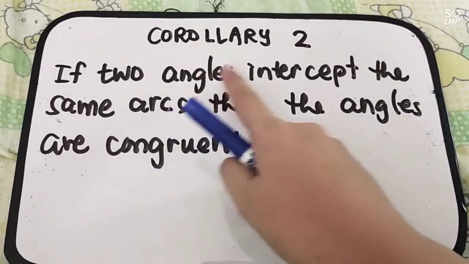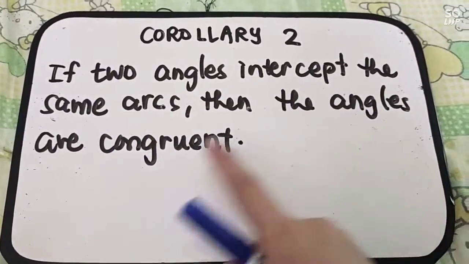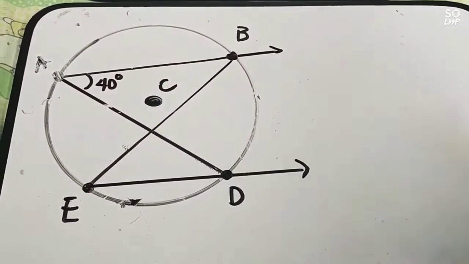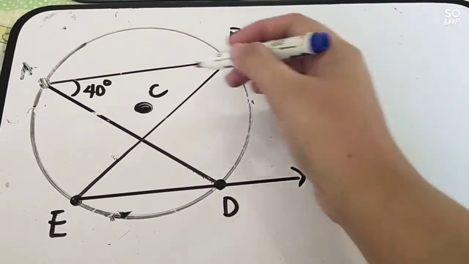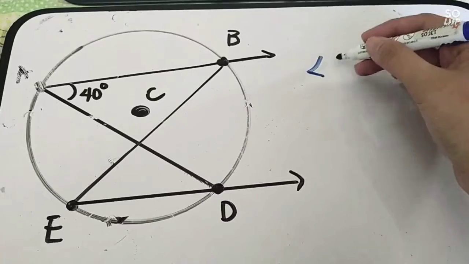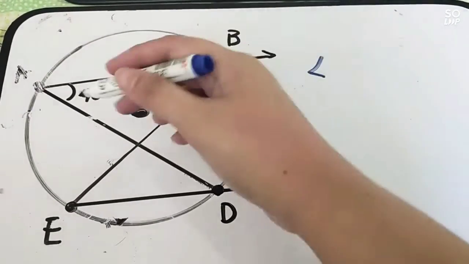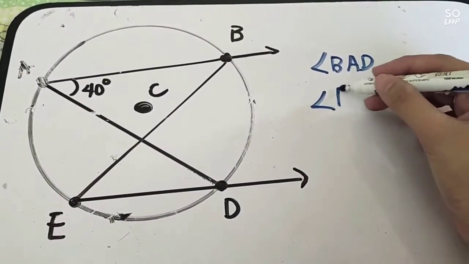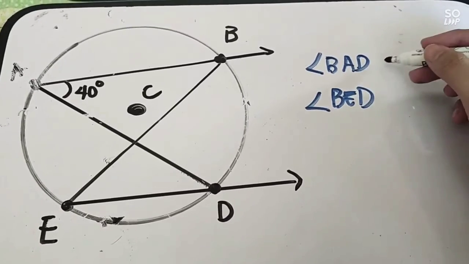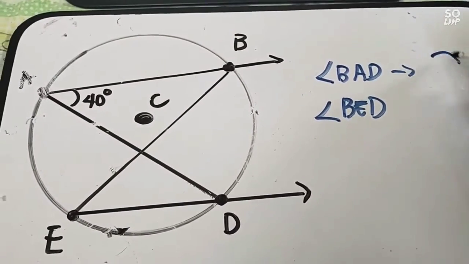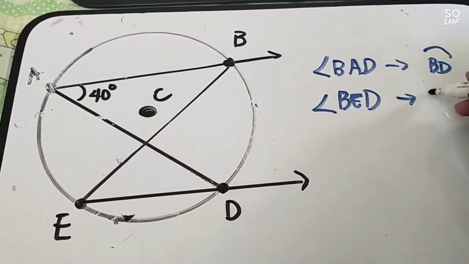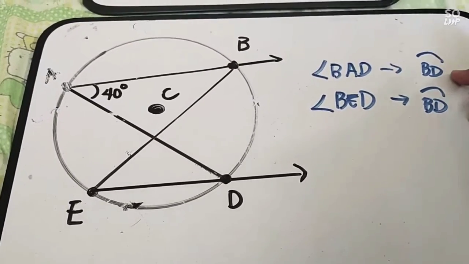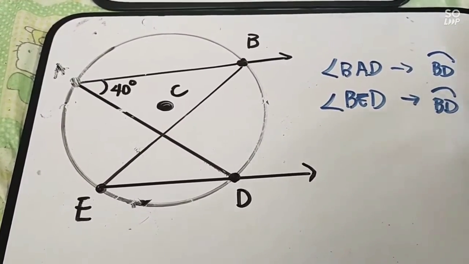Corollary 2. If two angles intercept the same arc, then the angles are congruent. Example. We have here circle C. As you can see, we have two inscribed angles here, which are BAD and BED. As you can see, guys, ang kanyang intercepted arc dito ay si arc BD. Same with this one, we have arc BD. Therefore, parehas yung kanyang intercepted arc. Parehas din yung kanyang sukat.